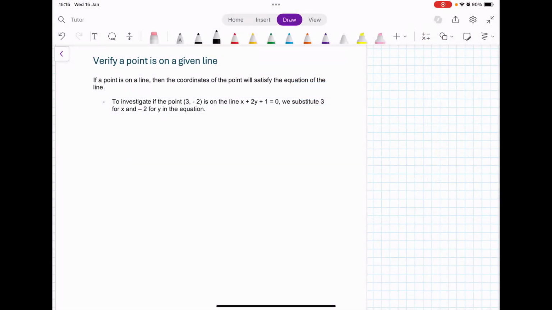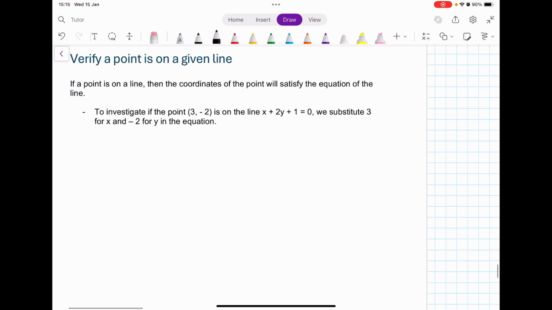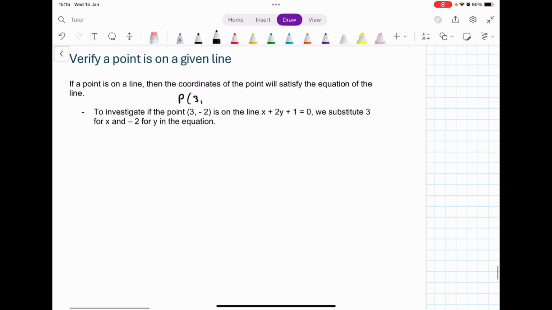Finally, to verify if a point is on a given line, we can simply substitute the coordinates of that point into the equation of the line, and if it satisfies the equation, so if it works, then the point is on the line, and if it doesn't work, the point is not on the line. So let's investigate this point here. The point P is (3, -2). Whether it's on the line x plus 2y plus 1 is equal to 0. So we simply substitute 3 in for the x value. So 3 plus 2y, so the y value is -2, plus 1.